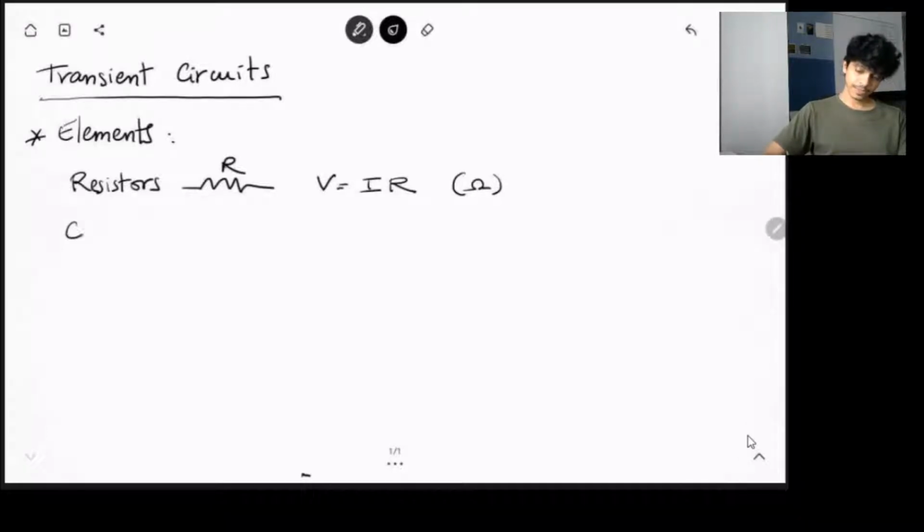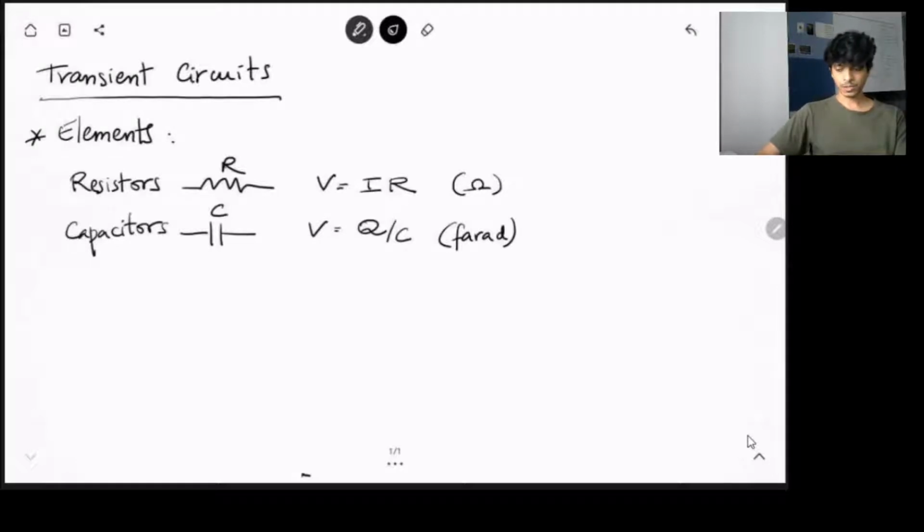The next element that we are interested in is the capacitor. Capacitors, I'm assuming you have also studied before. Capacitors are a pair of conducting plates which are very close to each other, separated by some dielectric material. And what the capacitor does is it stores charge on it. So the potential difference across the plates of the capacitor is proportional to the charge stored in the capacitor, and the constant of proportionality is 1 over C. C is called the capacitance of the capacitor, which is measured in units called farad. So what is the unit of farad of capacitance? Farad is just coulomb over volts.